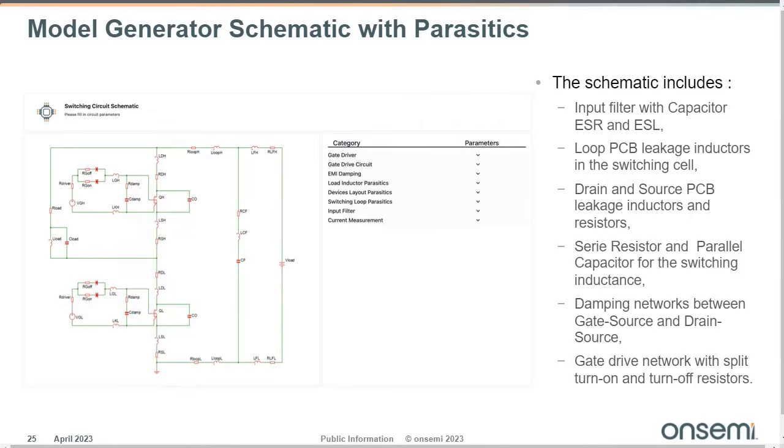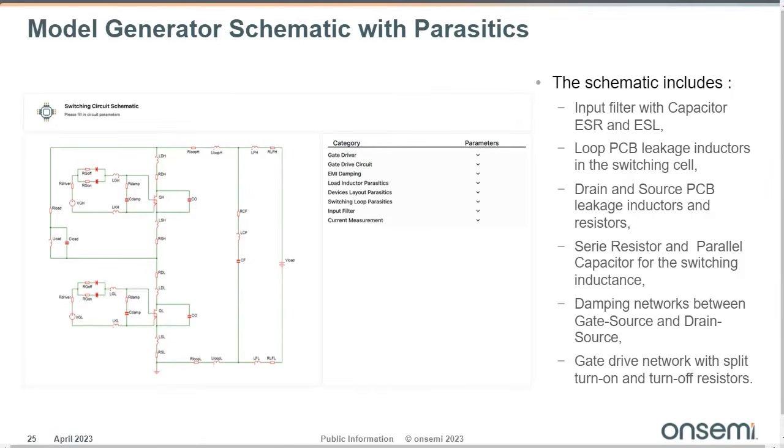You have the series and parallel capacitor for the switching inductance. You have also damping networks between gate to source or drain to source, and you have a complete gate drive network to split the turn-on and turn-off resistance. I have to say that inside the device, and this is why if you look at the schematic for a module, you will not see some of the parasitics. All the parasitics inside our package are already included.